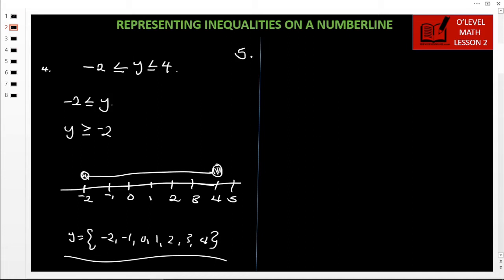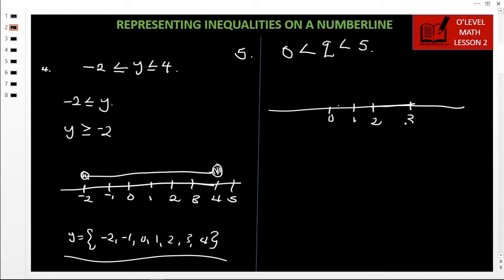Okay, I think now that one is solved. Let us look also at this. This is now 0 is less than q less than 5. Automatically this one is very simple now. This is our 0, a 1, a 2, then we continue, we have a 3, then we have a 4, then we have a 5, then here we have negative 1, so to infinity, and also to infinity positive.